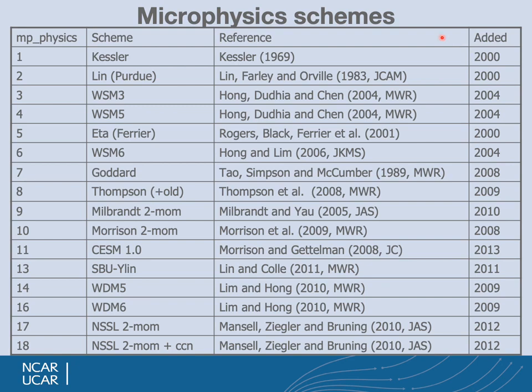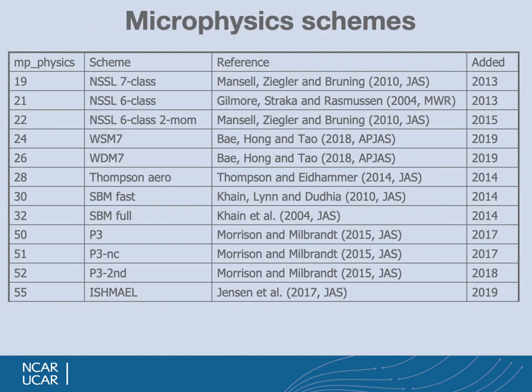These 2 tables on this page and the next summarize all the microphysics options we have in WRF, which is quite a large number. Some of the popular ones are WSM6, Thompson, Morrison, and now the WDM6, which is a double moment version of WSM6. Then there's the NSSL options. NSSL options continued here.